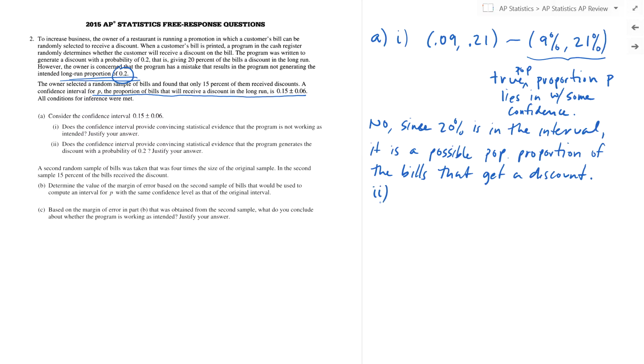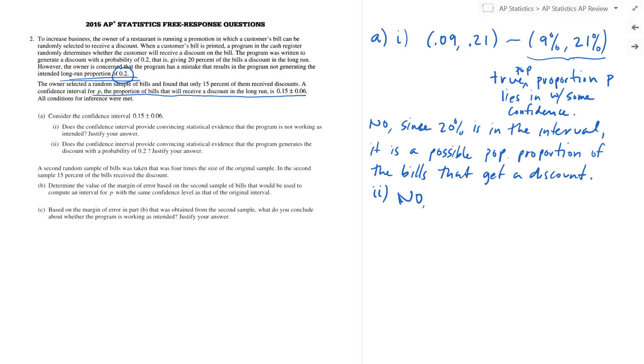Part II, or 2: does the confidence interval provide convincing evidence that the program generates the discount with a probability of 20%? Now they're asking, we just said that 20% could be the real proportion of bills that get a discount. So 2 says, does it provide convincing statistical evidence that the program generates the discount with the probability of 20%? And that answer is no.